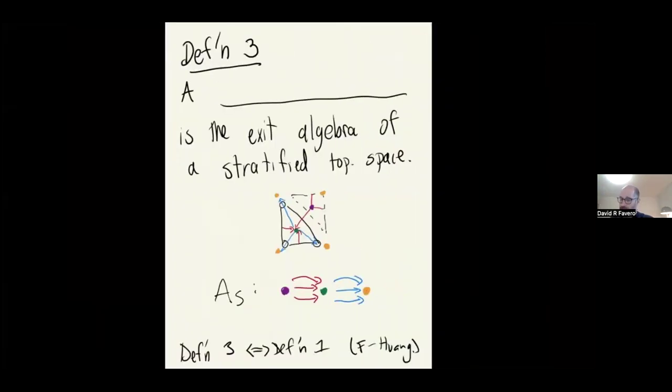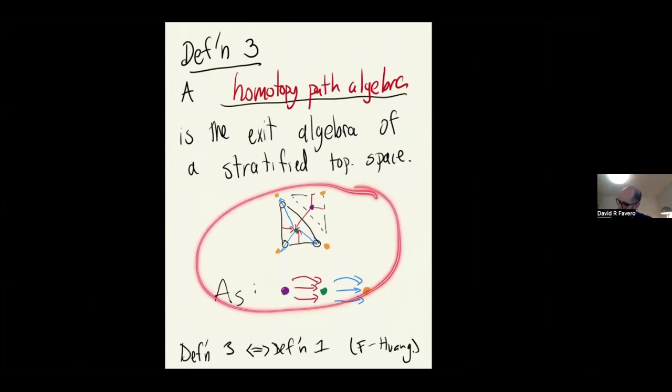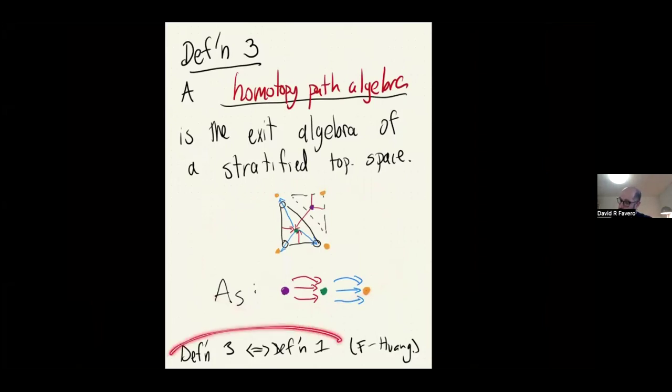So I'm going to give you a definition 3. A homotopy path algebra is the exit algebra up to homotopy of a stratified topological space. We had this example, and this is an equivalent definition.